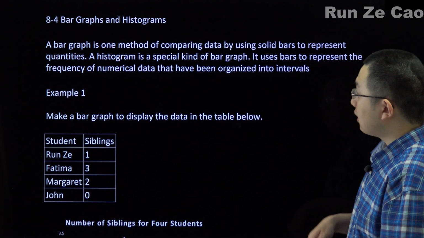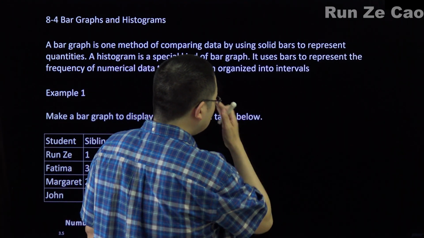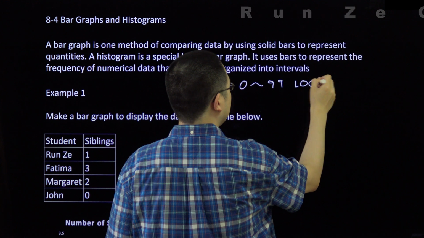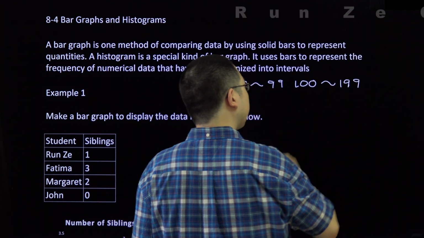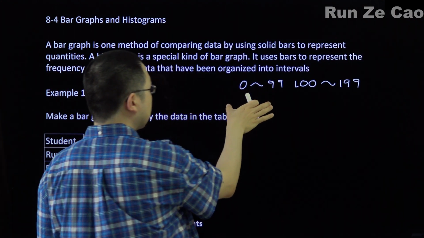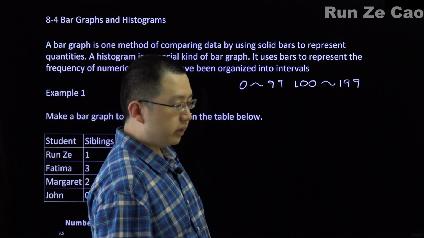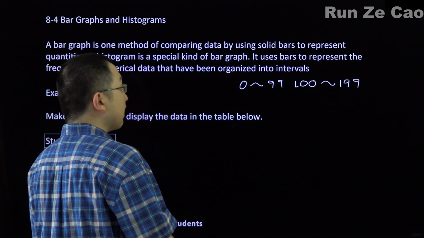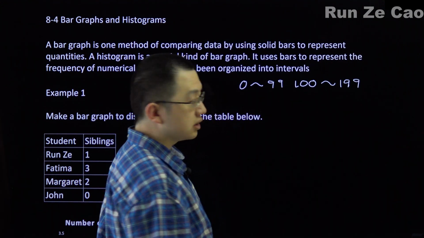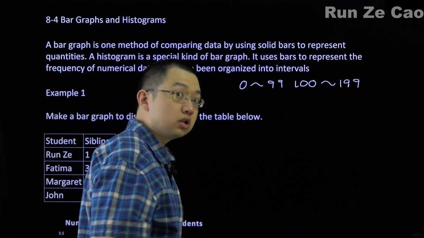A histogram represents the frequency of data that's been organized into intervals, such as 0 to 99, 100 to 199. These intervals must be the same width, so 0 to 99 is 100 values, 100 to 199 is also 100 values. And they must touch. Technically, with 99 to 100 there seems to be a gap, but if your numbers are all whole numbers, then this is effectively touching.